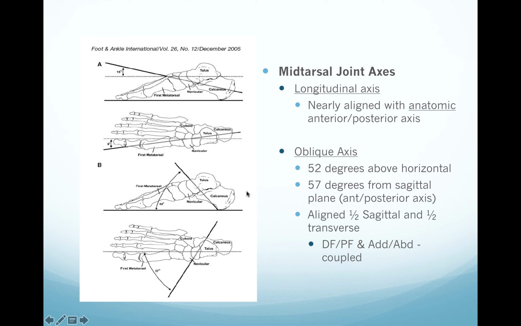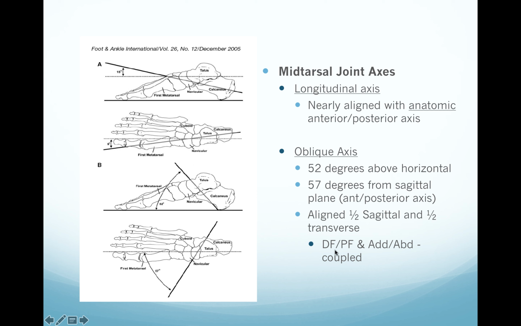There's also an oblique axis, which is seen down here in B. And this axis is 52 degrees from the horizontal and 57 degrees in the sagittal plane. So it neither lies in the frontal or the transverse or the sagittal plane. So it's halfway between, really, the transverse plane and then the sagittal plane in terms of motion. So this alignment means that motion around this axis will include about half in the sagittal plane, so plantar flexion and dorsiflexion, and about half in the transverse plane, meaning adduction and abduction.